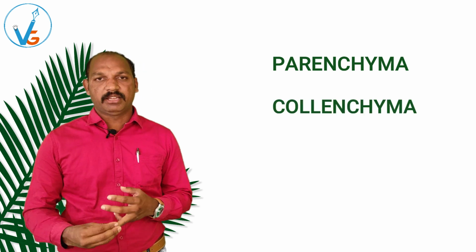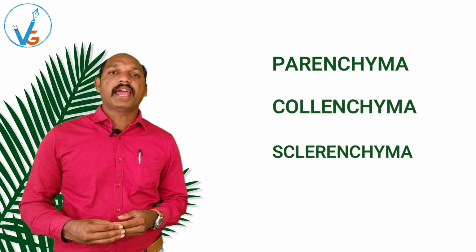And next one is the ground tissue. The tissue that forms the bulk of the plant is known as ground tissue, and this ground tissue is of 3 types, that is parenchyma, collenchyma and sclerenchyma.